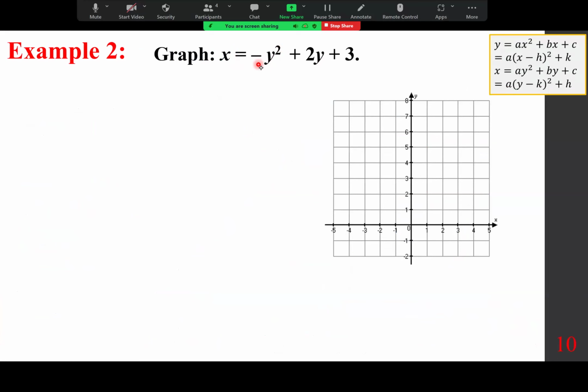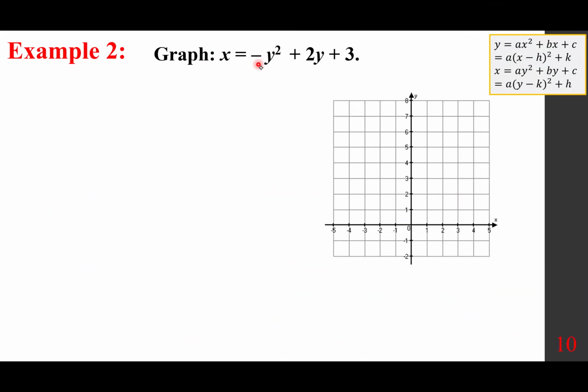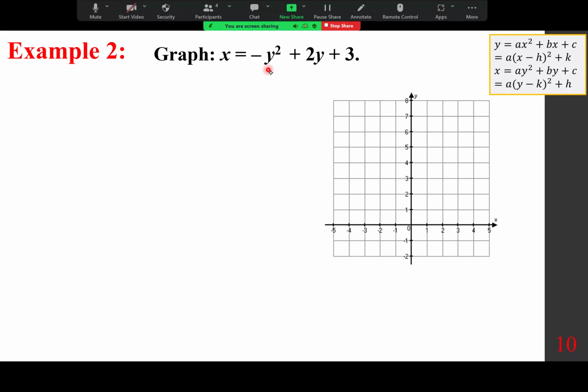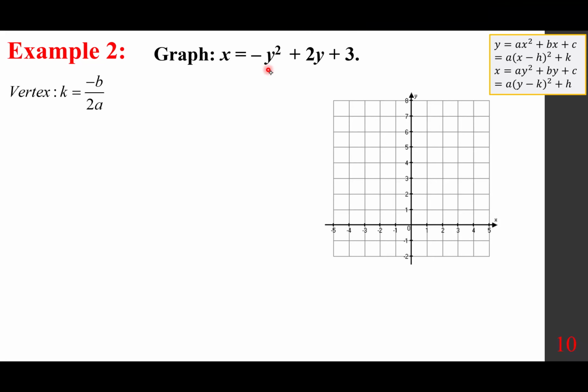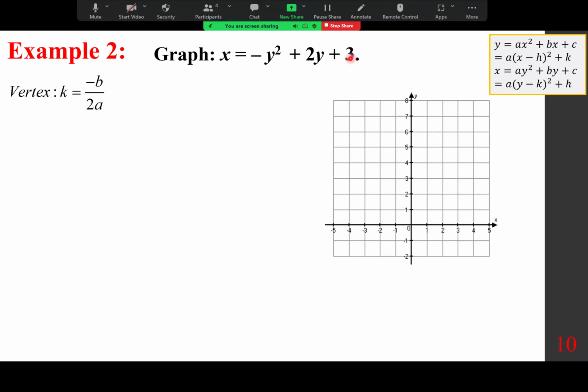As far as finding the vertex, one easy way would be y equals minus b over 2a, because it's quadratic with respect to y. I hope you remember when we had it quadratic with respect to x, we would say x equals minus b over 2a, but now y is minus b over 2a, which is the k coordinate. So minus b over 2a: a is -1, b is +2, c is +3. So minus 2 over 2 times -1, which is 1. That is the k coordinate, the y coordinate of the vertex.